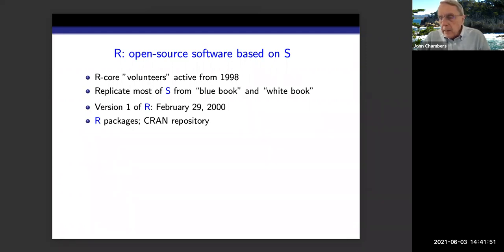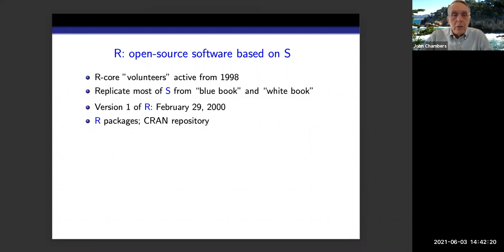The key point in the philosophy of this, and something which I think distinguishes R from a number of other modern programming languages, is that this was effectively user-oriented. The package structure in R strongly encourages people to document your code, make sure that your users can get good documentation in line. Also, if you can, provide tests for your code, provide test routines for the code.